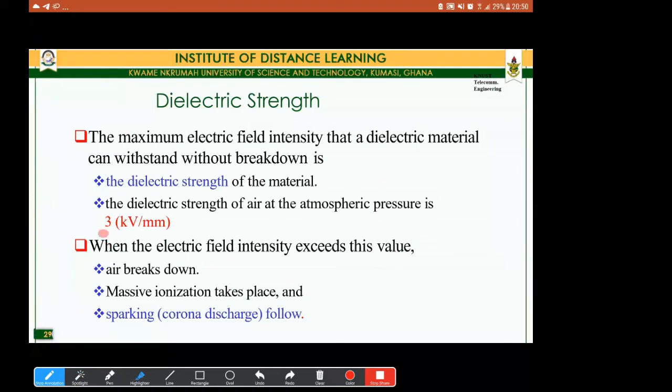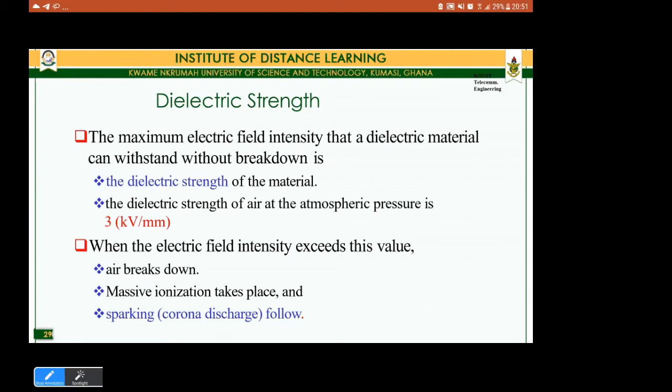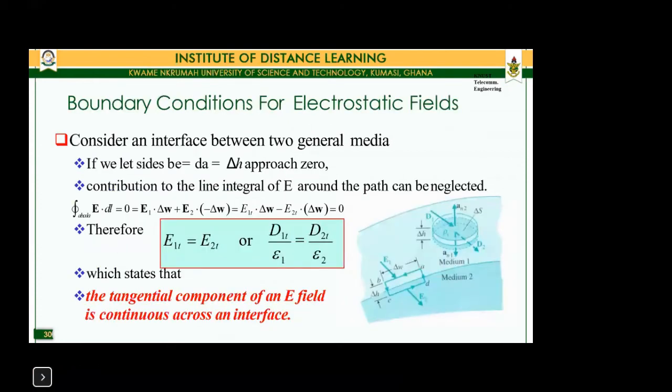So at this electric field, when the electric field exceeds this value, air breaks down, and massive ionization will take place, and then you have what we call the corona discharge, which in the beginning of the lessons we mentioned, if you remember. The corona discharge is what gives a glow in the atmosphere as a result of light being refracted at different wavelengths due to the ionization that has taken place.